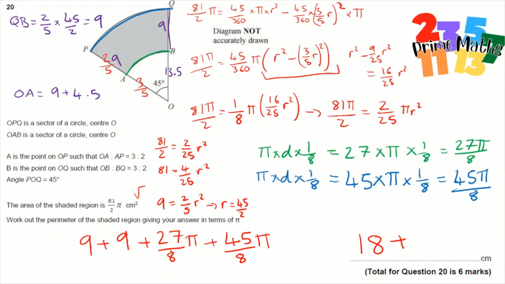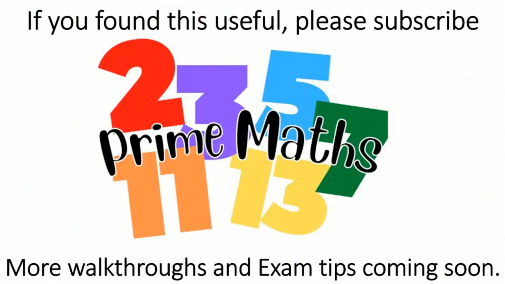27 plus 45 turns out to be a multiple of 8. This comes out as 72. So 72 divided by 8 is 9. So we're left with 18 plus 9 pi. Okay, that was quite a challenging question for a non-calculator paper.